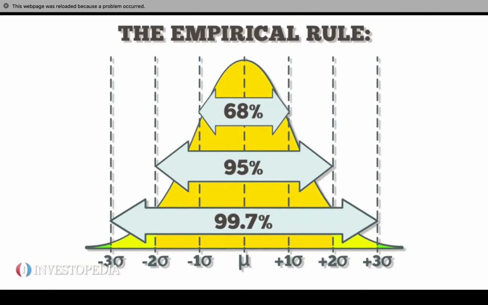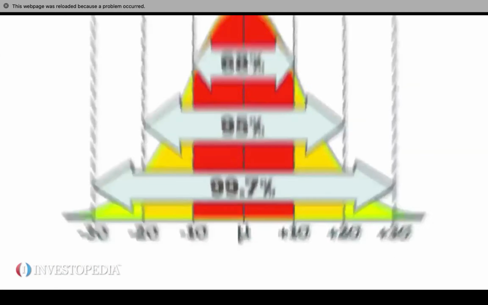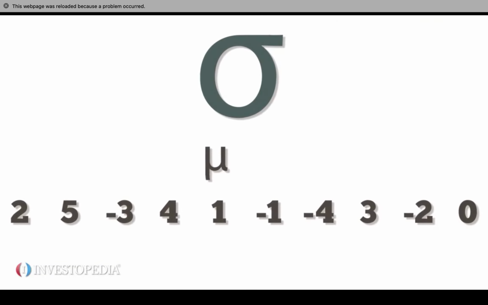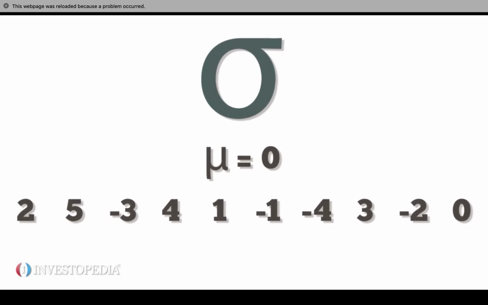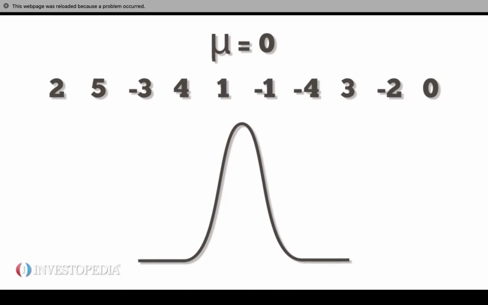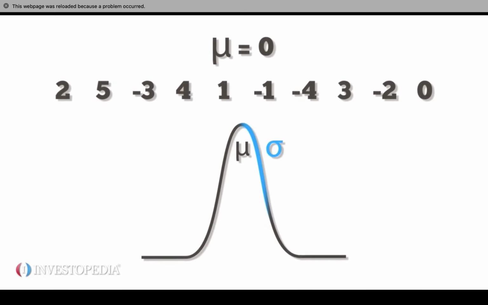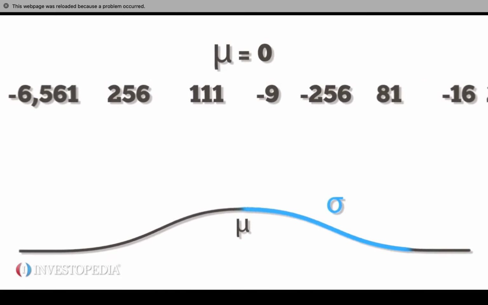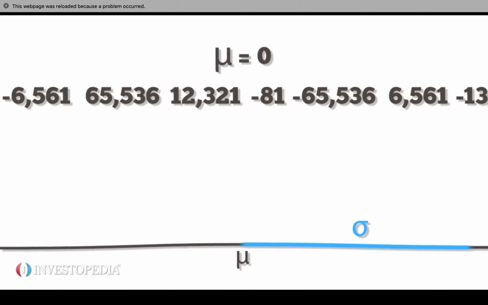Understanding the empirical rule requires a basic understanding of standard deviation. Standard deviation shows how closely groups in a set of data are clustered around the average. When the examples are tightly bunched together, the bell-shaped curve is steep and the standard deviation is small. When the examples are spread apart and the bell curve is flat, the standard deviation is larger.